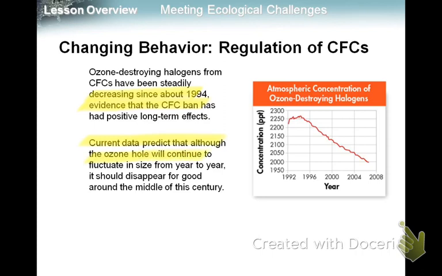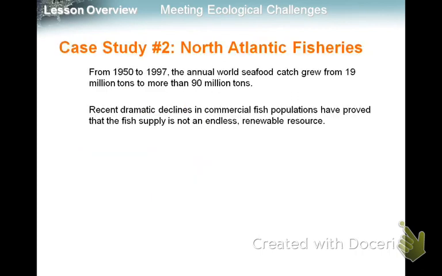Data predicts that the ozone hole will continue to go up and down from year to year, but it should disappear for good around mid-century is what the prediction is. Here's another case study.